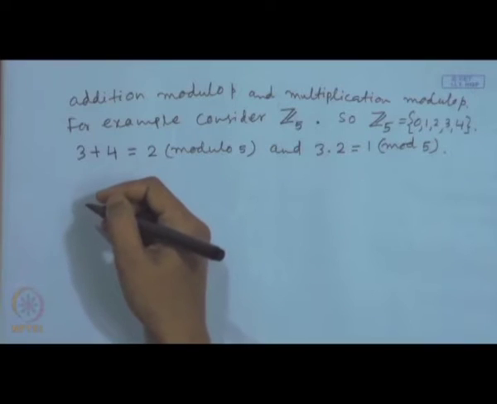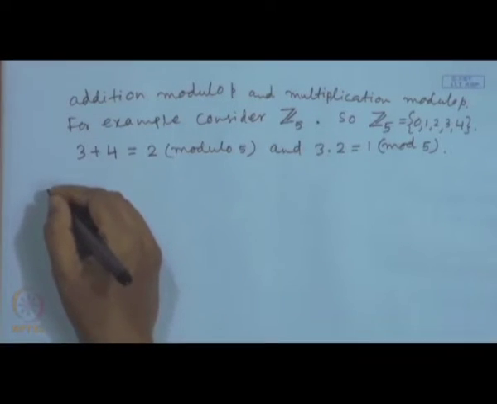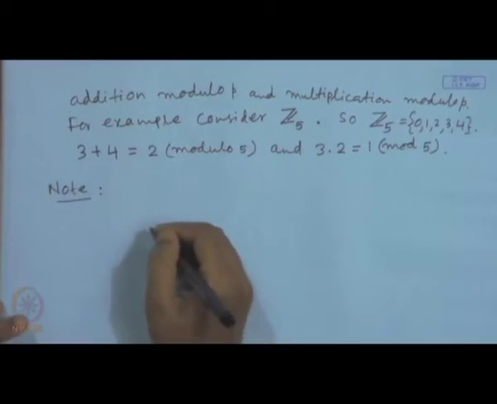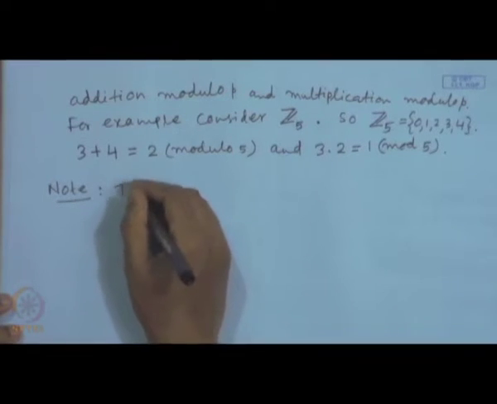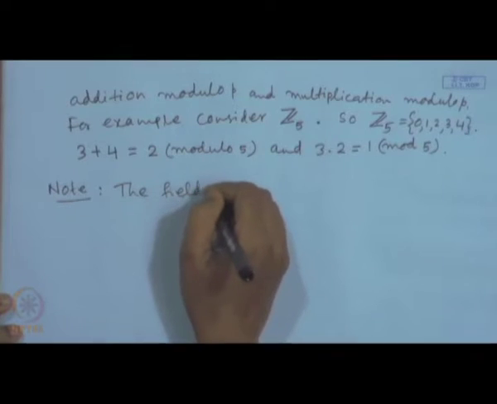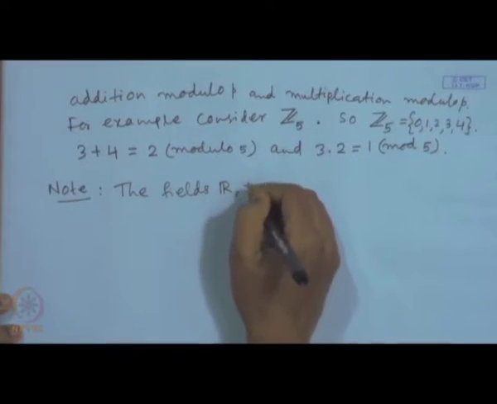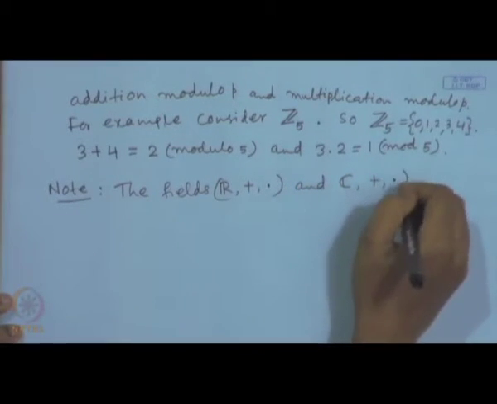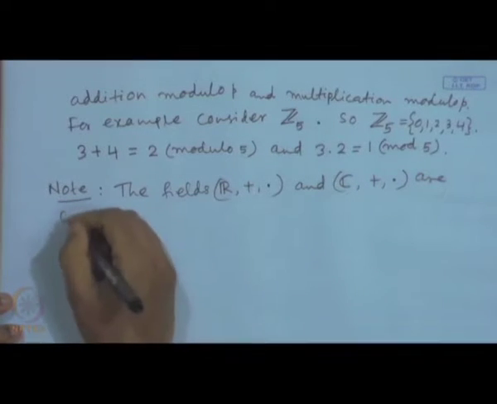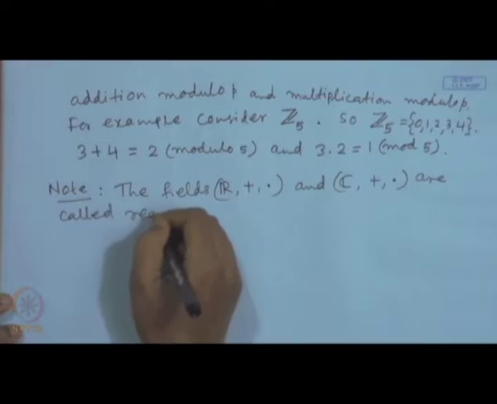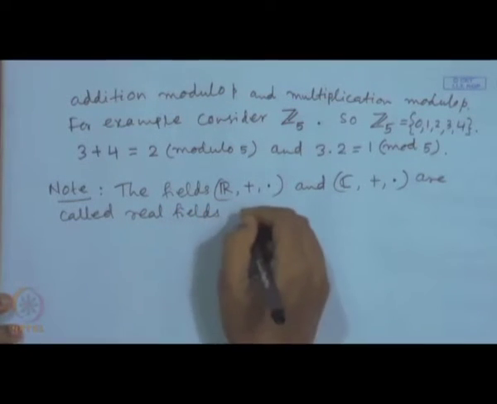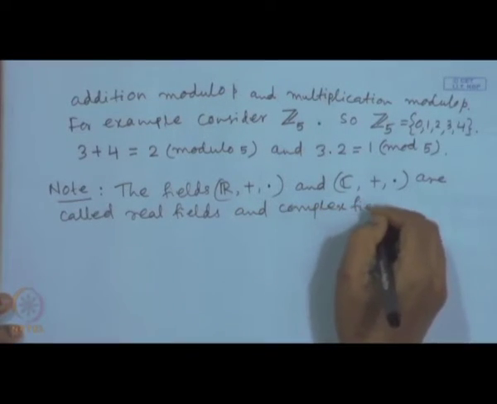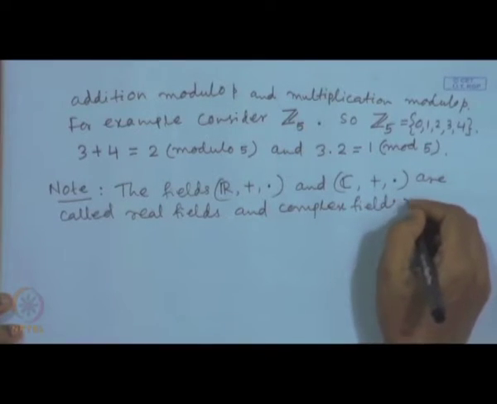So now, we can note that the fields R plus dot and C plus dot are called the real field and complex field respectively.